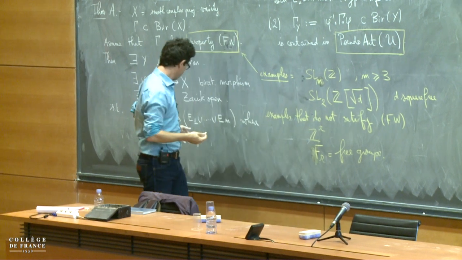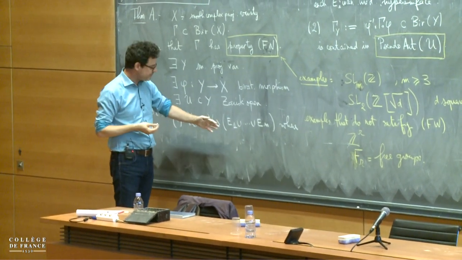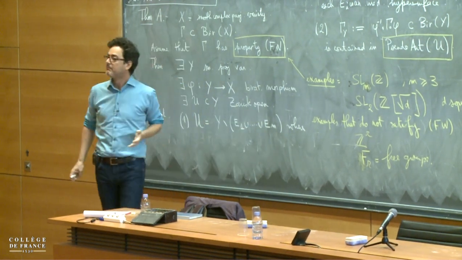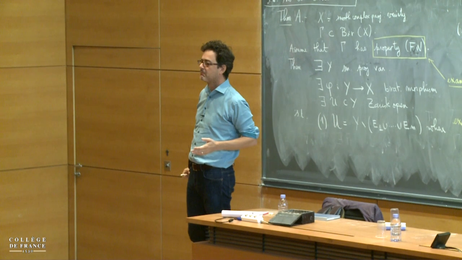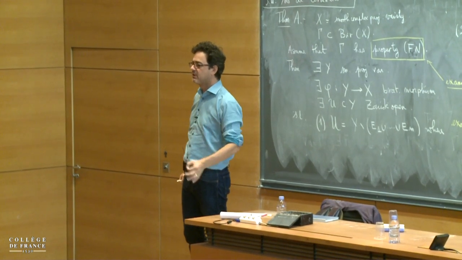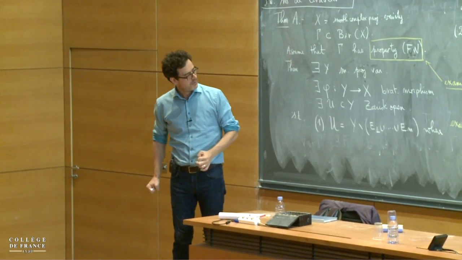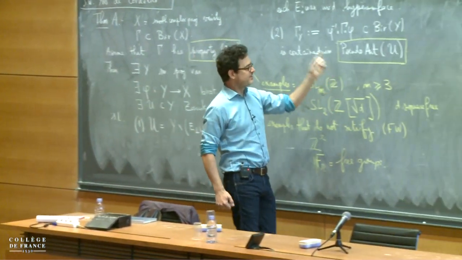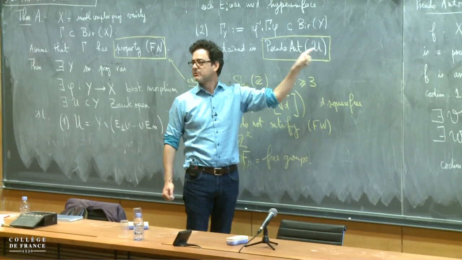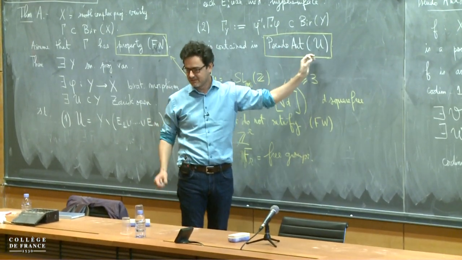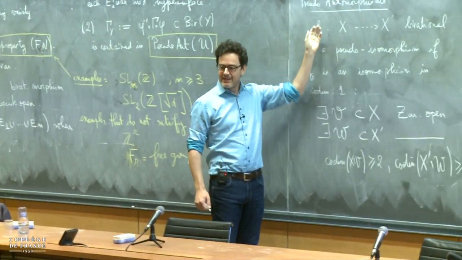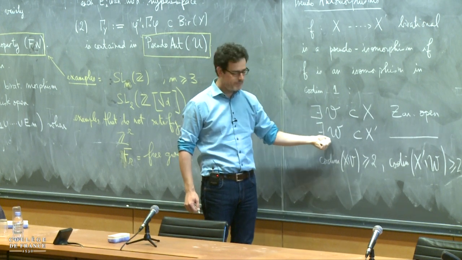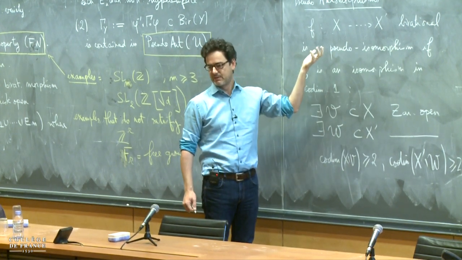So you do some surgery, you blow up X, then you remove. The open subset U does not depend on the element. So there is a statement, and in the statement, the open subset is U. U does not depend on the element. And then here, in the notion of pseudo-isomorphism, of course, V and W depend on the element.